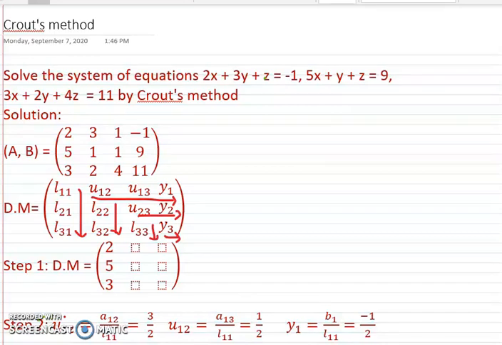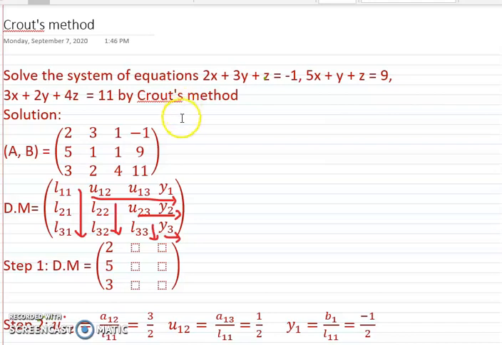In this class, we are going to solve the system of equations by Crout's method. For simplicity, we take three equations in three unknowns. Let us take an example of the system of equations: 2x plus 3y plus z equal to minus 1, 5x plus y plus z equal to 9, 3x plus 2y plus 4z equal to 11 by Crout's method.